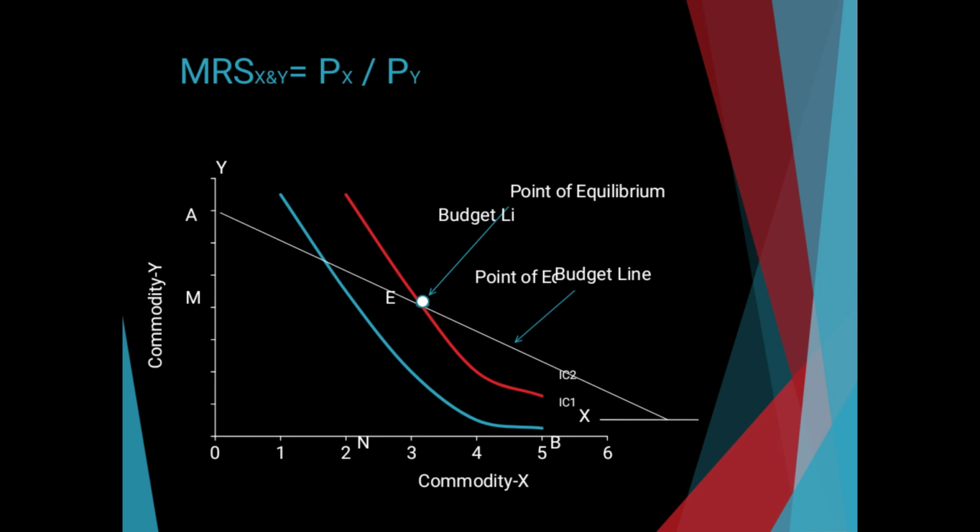So in the given figure, we have the higher indifference curve, that is indifference curve 2. Here the price line, or the budget line, is tangent to indifference curve 2. So this is the point of equilibrium.